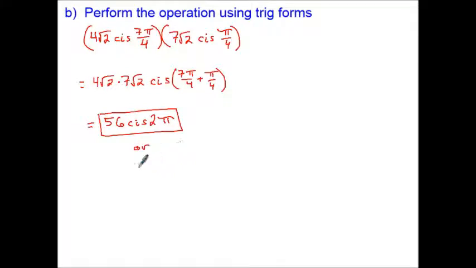I don't know if one is necessarily better than the other, but this would then be 56 cis with actually an angle of measure of 0. Again, I don't know if one of those is necessarily better than the other, so if this ever happens, I will accept either one of those as the final answer.